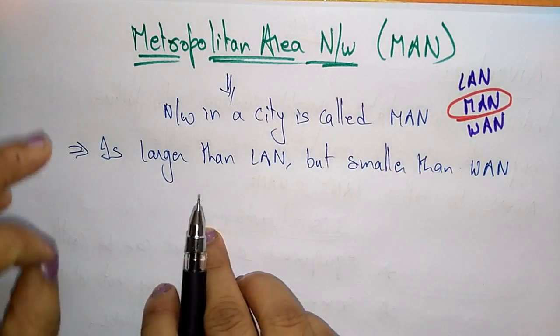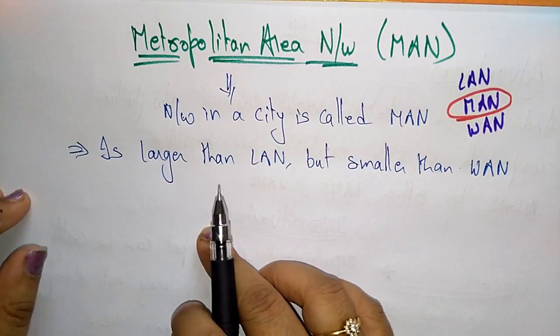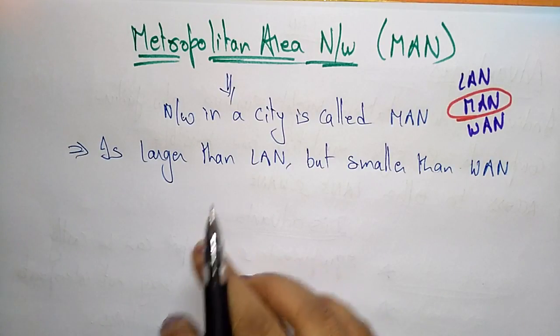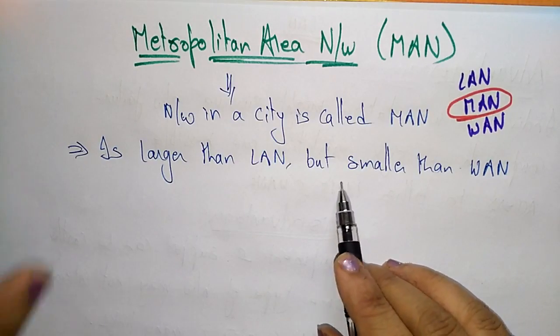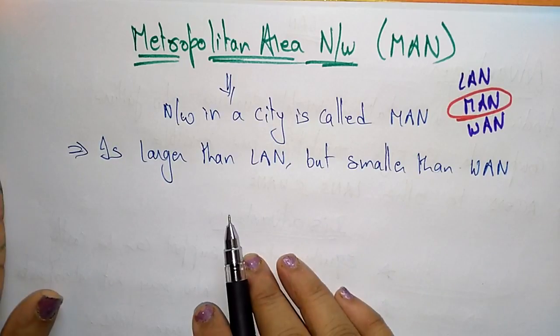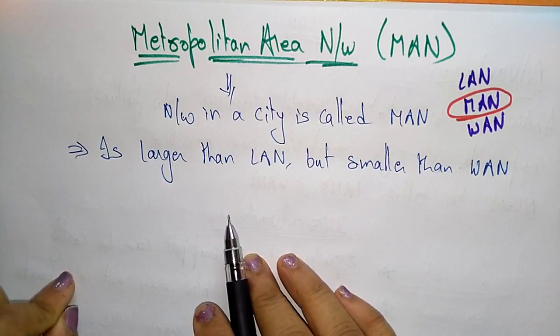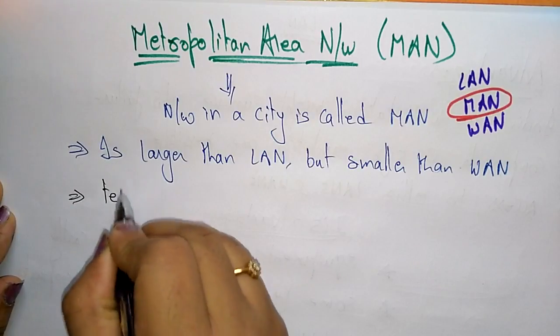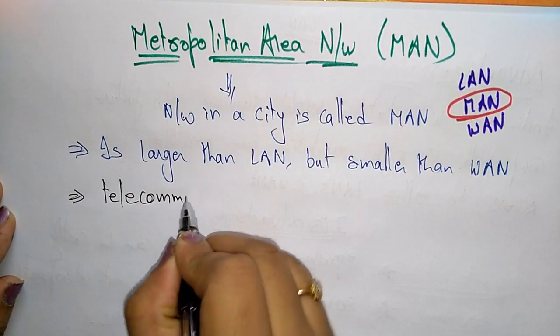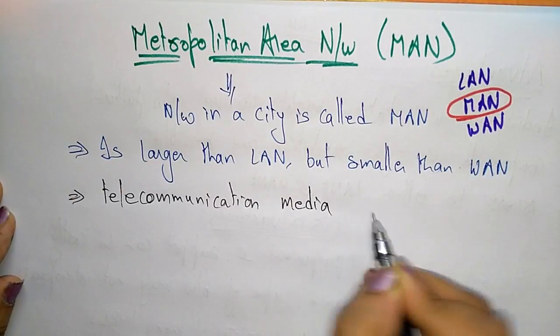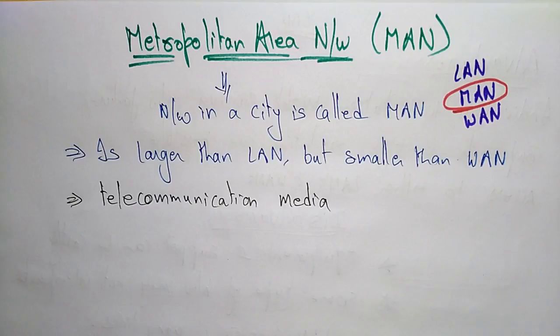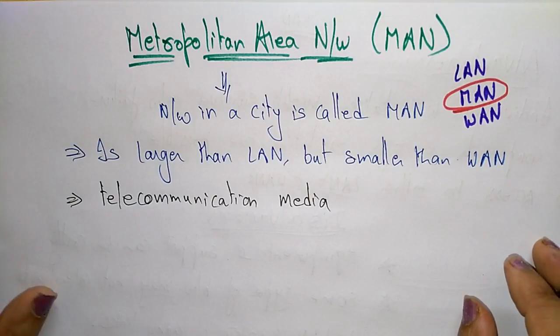A metropolitan area network is a system of LANs connected throughout a city. If your organizations are present within a city, then you can prefer a metropolitan area network. MANs have requirements of using telecommunication media such as voice channels or data channels. So it uses telecommunication media within the city.